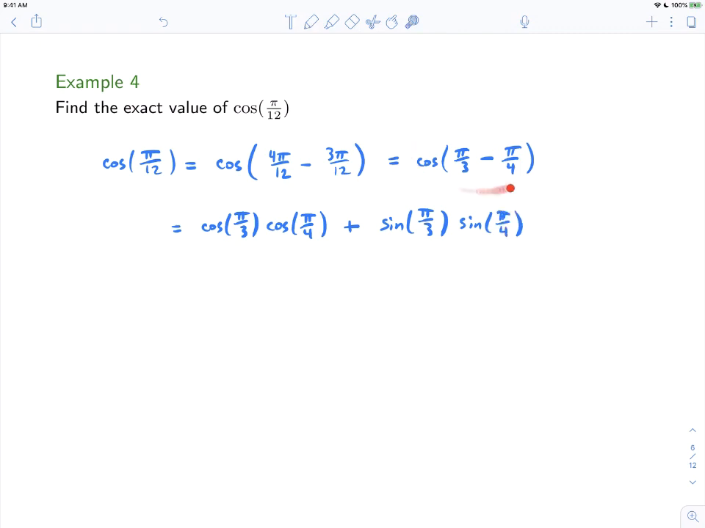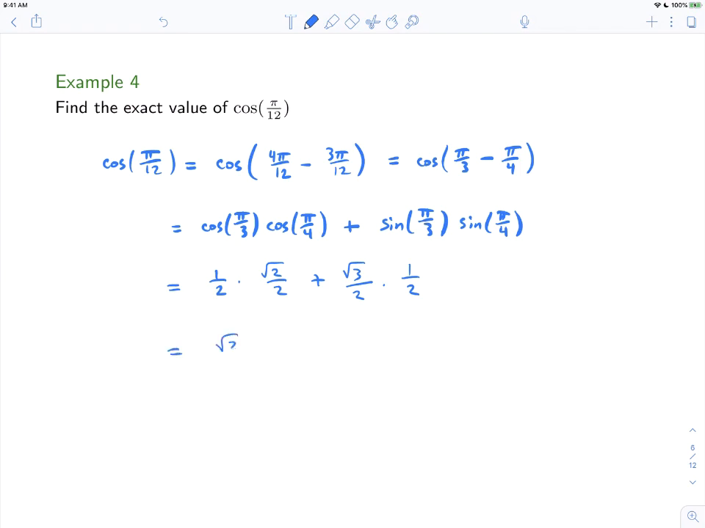So for the cosine identities, you start with the product of the two cosines, and then you have the product of the two sines. Since it's a difference formula, cosine changes the minus to a plus. Okay, and now we just compute all of these values. So cosine of pi over 3, we just saw that that was 1/2, times cosine of pi over 4, so that's the square root of 2 over 2, plus sine of pi over 3, that's the square root of 3 over 2, times sine of pi over 4 is 1/2.